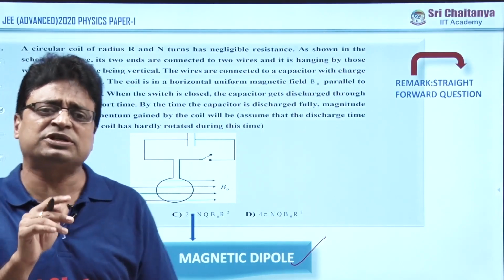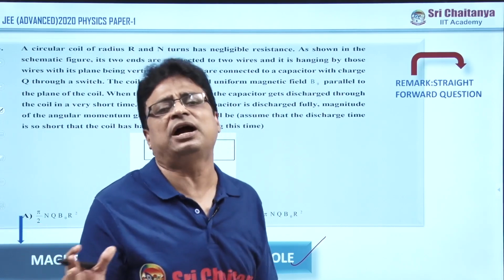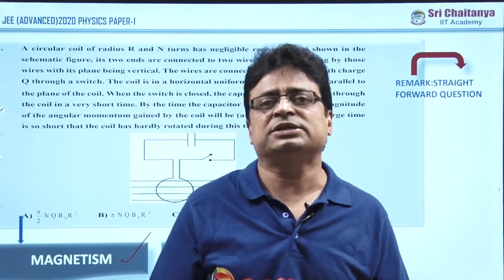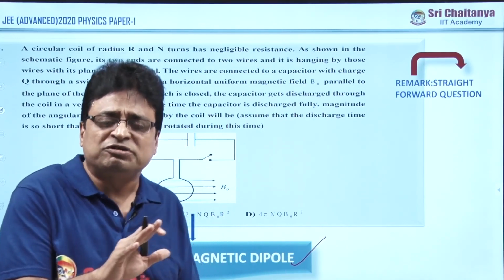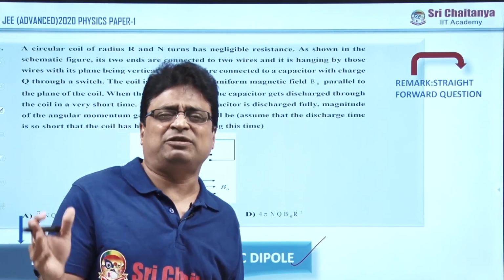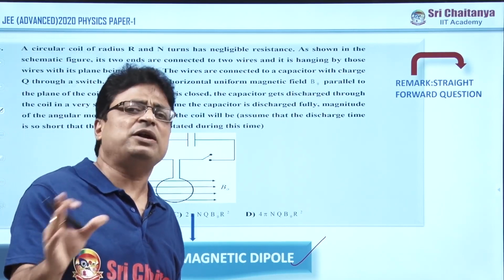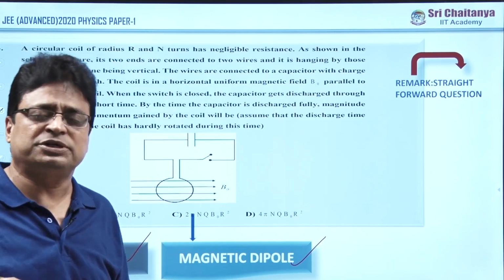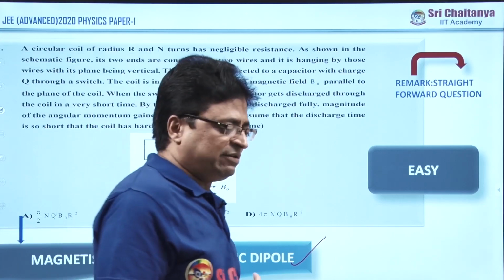See, if you have observed the nature of the questions, especially in paper 1 in JEE Advanced 2020 in physics, majority of the questions are straightforward questions. In general, there are no twists at all. Almost all are very straight questions only. Very few questions are somewhat moderate and difficult. Apart from that, in paper 1, every question is very straightforward. And of course, it is also an easy question.